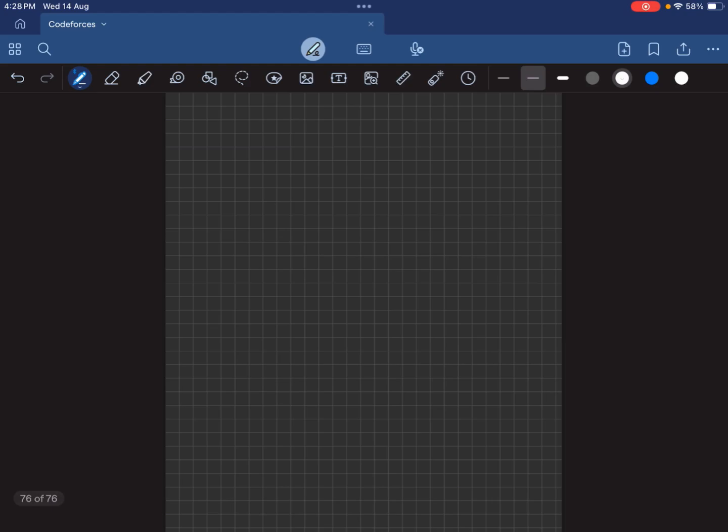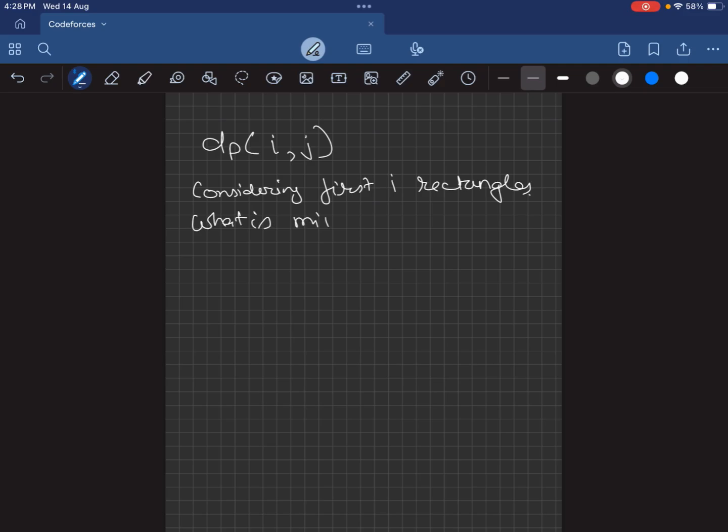Now we'll go and compute our final dp. Our dp will have two dimensions, i and j, which tells us that considering the first i rectangles, what is the minimum cost to get a score of j. Okay, this is what we'll compute. And how do we compute this?